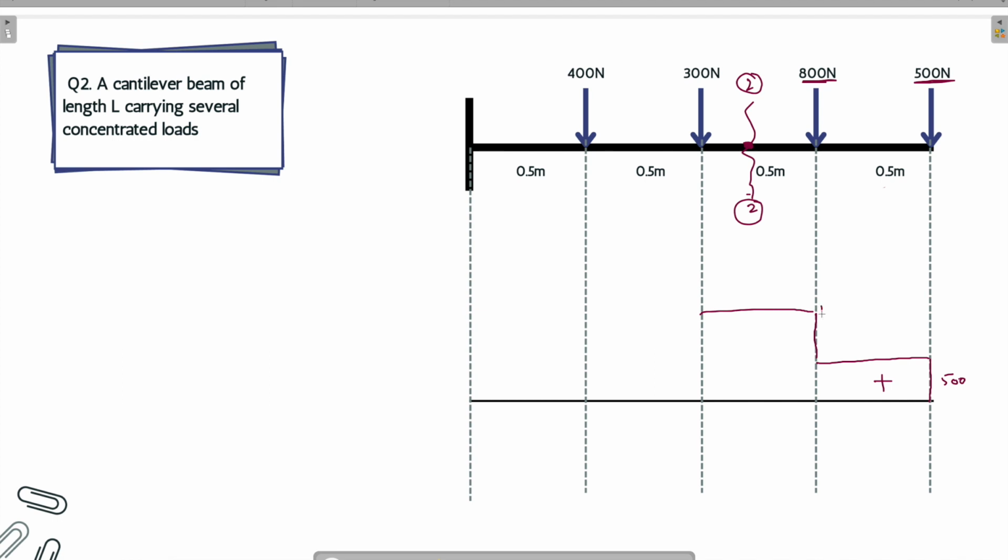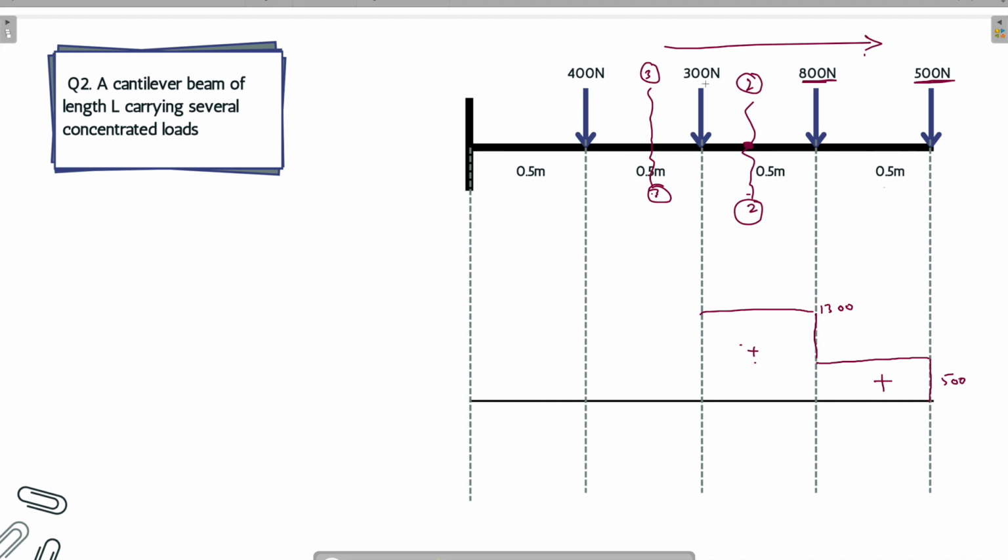The magnitude here will be 1300. This is also positive. Now, if you cut a section over here, section 3, and look carefully at all the loads on the right side of the section, all the three loads, that is 300 Newton, 800 Newton and 500 Newton, are trying to rotate the beam in the clockwise direction about section 3.